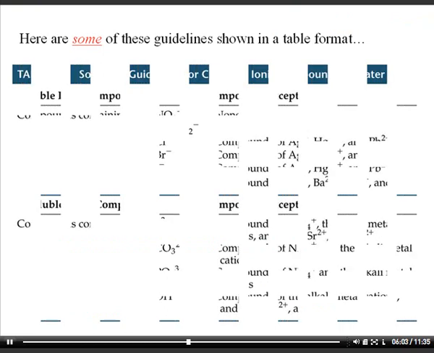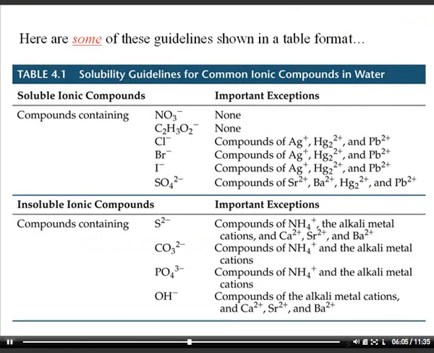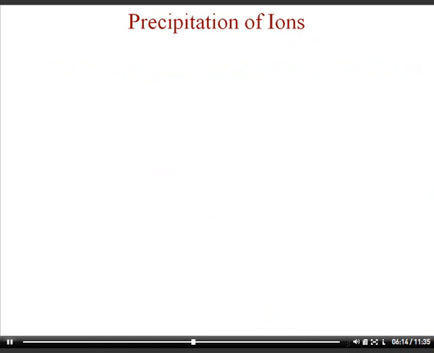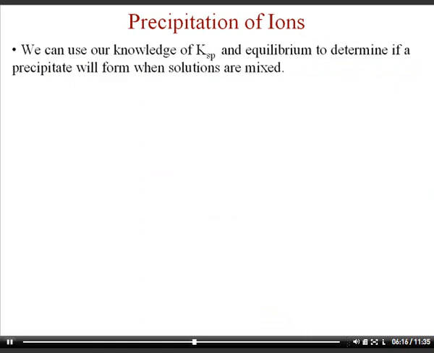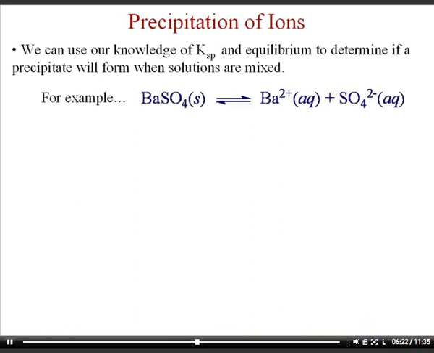Now, there's a table format of some of these rules shown on this slide. I don't like this slide as much because it's not as in-depth as the previous slide. Now we talk about the precipitation of ions. So we can use our knowledge of KSP values in equilibrium to determine if you're going to make a precipitate. So here's a good example.